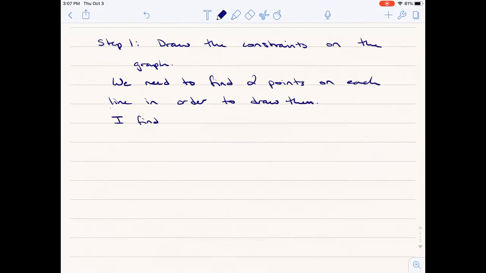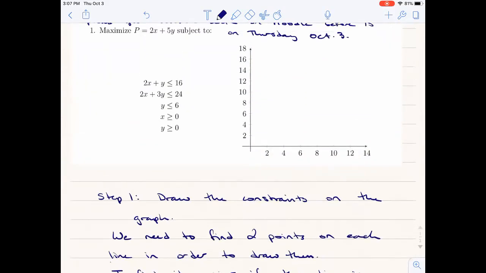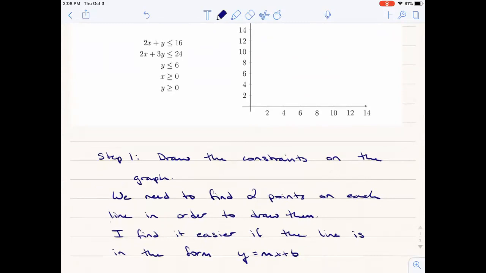I personally find it easier if the line is in the form y equals mx plus b, but you don't have to do this step. But what I'm going to do is take each of these constraints and solve for y. Remember that we can use that inequality as an equal sign as long as we're not multiplying or dividing by a negative number, because then the sign switches. But that's not going to happen.